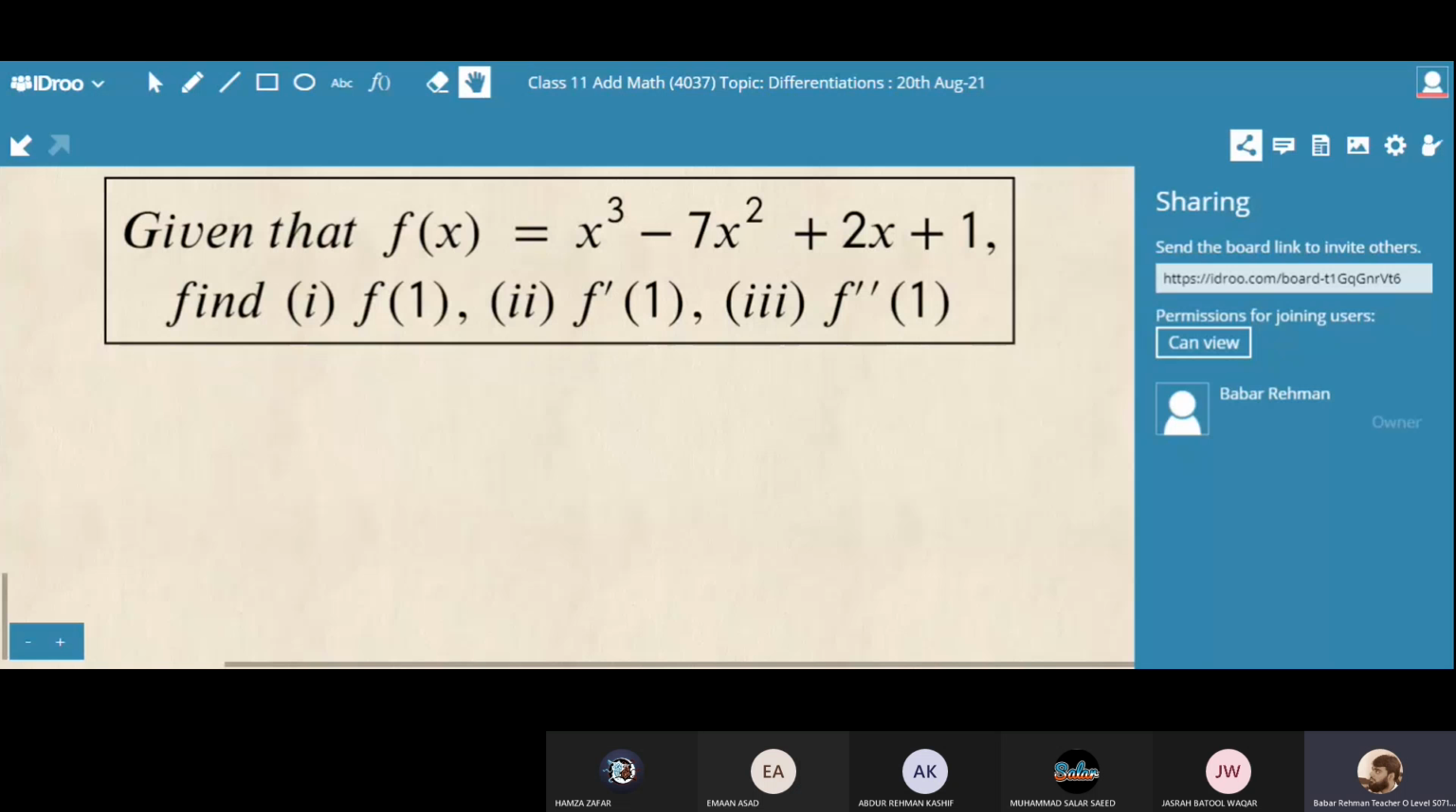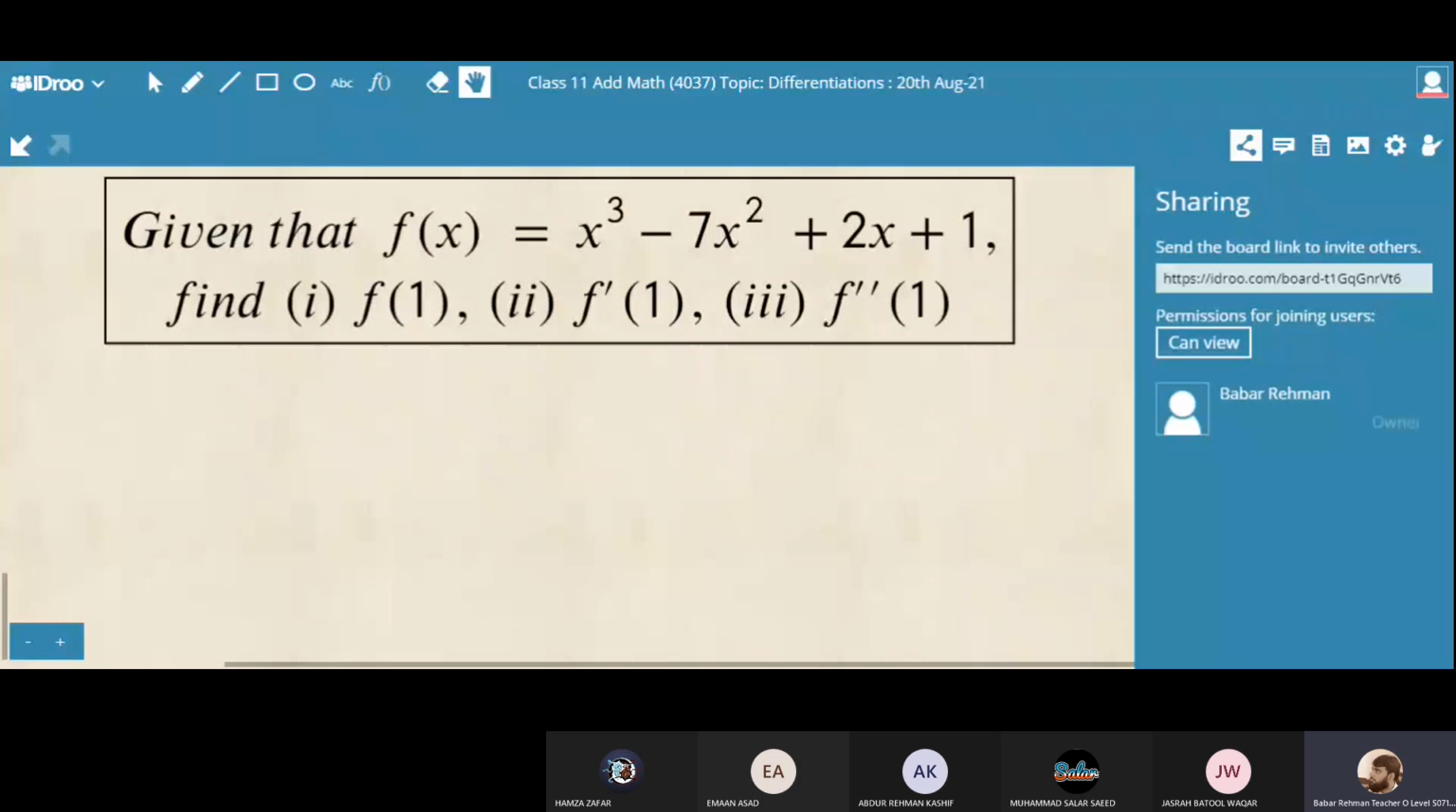Yes, share your answers. Please hurry up so that we can continue our lesson. Part 1 is -3. Second part is -9. Okay, very good. What about part C? -8. Very good. So this is the way, student, we find the derivative.